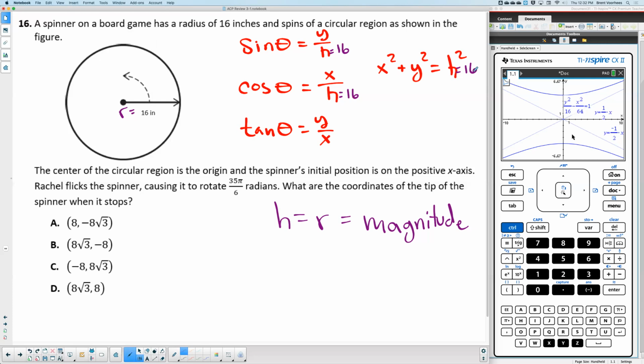Okay? Now, they gave me something right here. What is that? Theta. You can know that because it says radians, or you can know that because they always come in pairs. X and Y is a pair. H and theta is a pair, or R and theta in this case. So, let's go to our problem. That means this is 35 pi over 6. This is 35 pi over 6. This is 35 pi over 6.